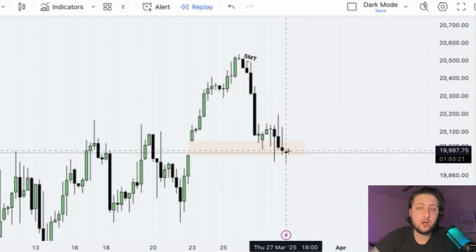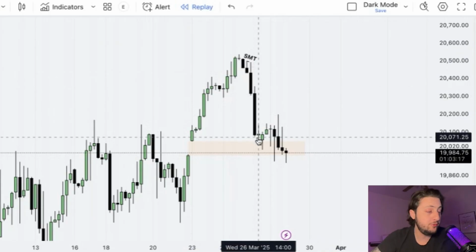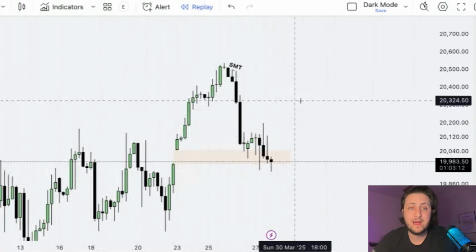And I did want to see the market trade into here. Now, I did not think that we would trade all the way to this gap in a single day in the New York session, but that is what we did. It was a really powerful move.